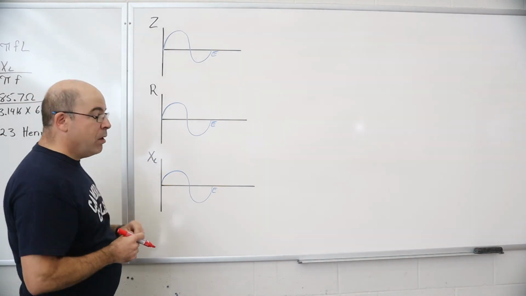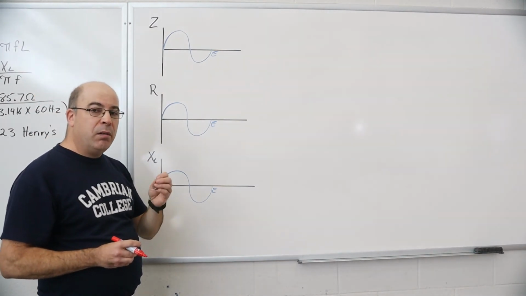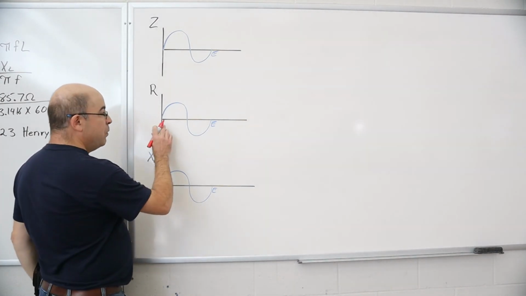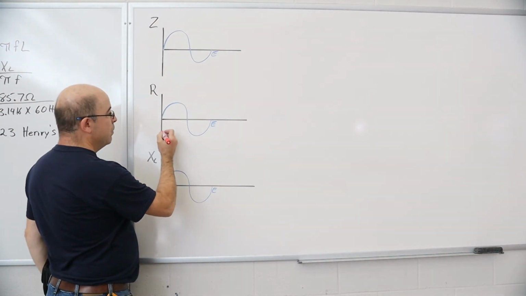Now here across the resistive portion of the circuit, voltage and current are in phase with one another. And what that means then is that if they're in phase, both of the waveforms are going to start at the 0 section.